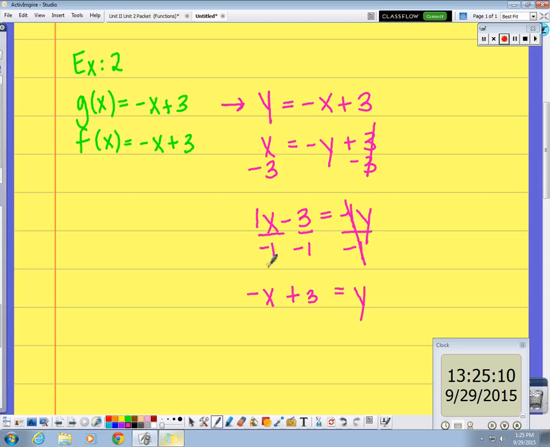Positive 3. Does that look like the other function? Yes, it's the same as the other function. So yes, these are inverses.